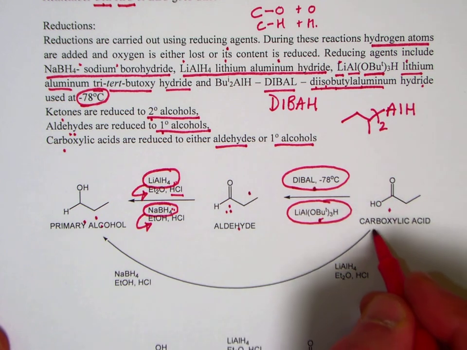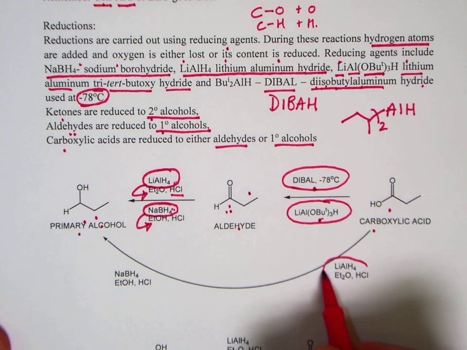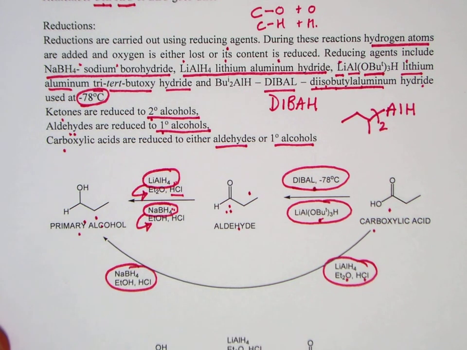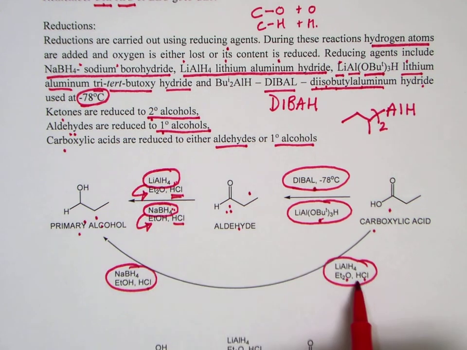And then finally, we can see that the carboxylic acid is reduced to the primary alcohol, either using our lithium aluminum hydride in ether, followed by HCl, or the sodium borohydride in ethanol, followed by HCl. So it's important to know which solvent goes with which. In all of these cases, you'll notice we add the HCl to protonate the alkoxide anion intermediate.